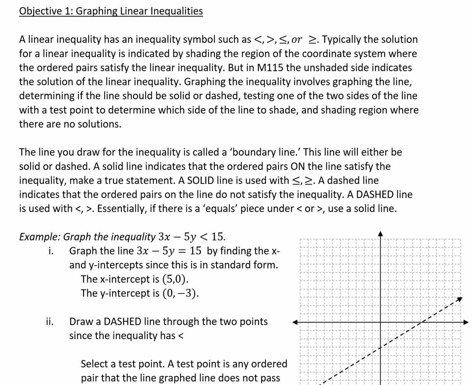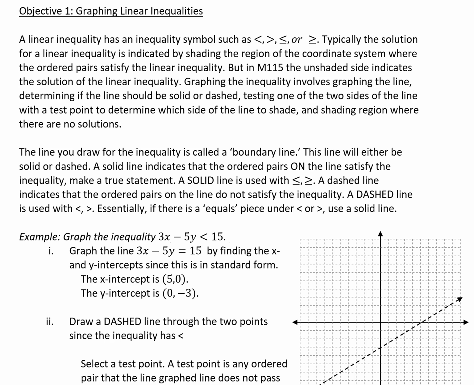Graphing the inequality involves graphing the line, determining if the line should be solid or dashed, testing one of the two sides of the line with a test point to determine which side of the line to shade, and shading the region where there are no solutions. The line you draw for the inequality is called a boundary line. This line will either be solid or dashed.